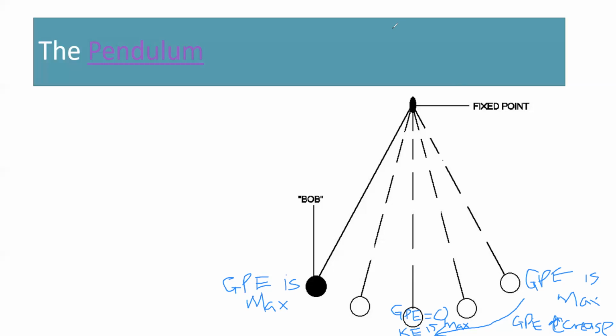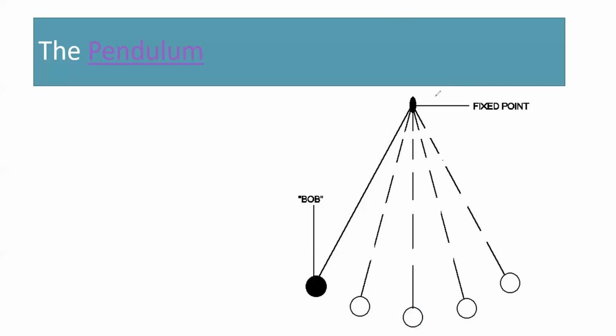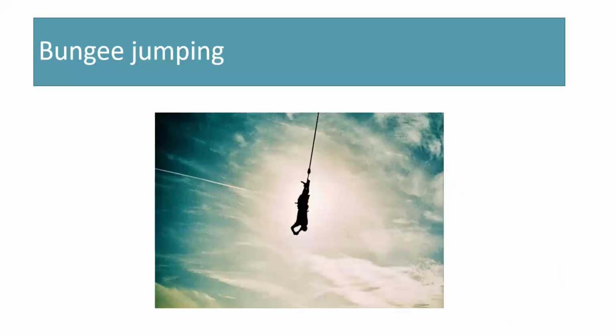Right, so we're going to move on to the next slide, which talks about bungee jumping. So when you bungee jump, it's an elastic material. You lose gravitational potential energy when you move down. When you move up, you gain gravitational potential energy. So when you're moving down, you are increasing kinetic energy and reducing gravitational potential energy.